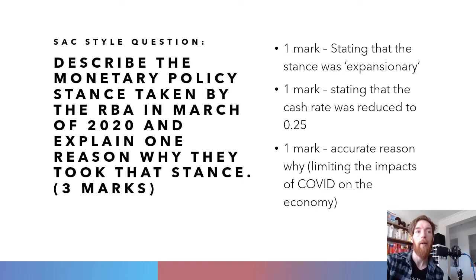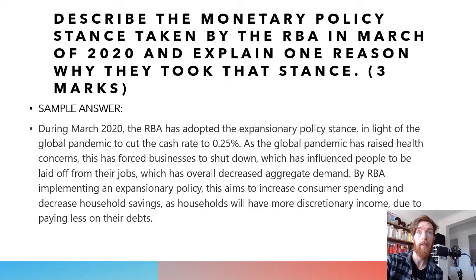So if we then move on to looking at a sample answer for this, which was written by one of my students. So during March of 2020, the RBA adopted the expansionary policy stance in light of the global pandemic to cut the cash rate to 0.25. So they've already got 2 of the key marks there because they've said expansionary stance and they've said 0.25, which is really great. And then they go into detail about why that is. And it's even nice that they mentioned the global pandemic there too.